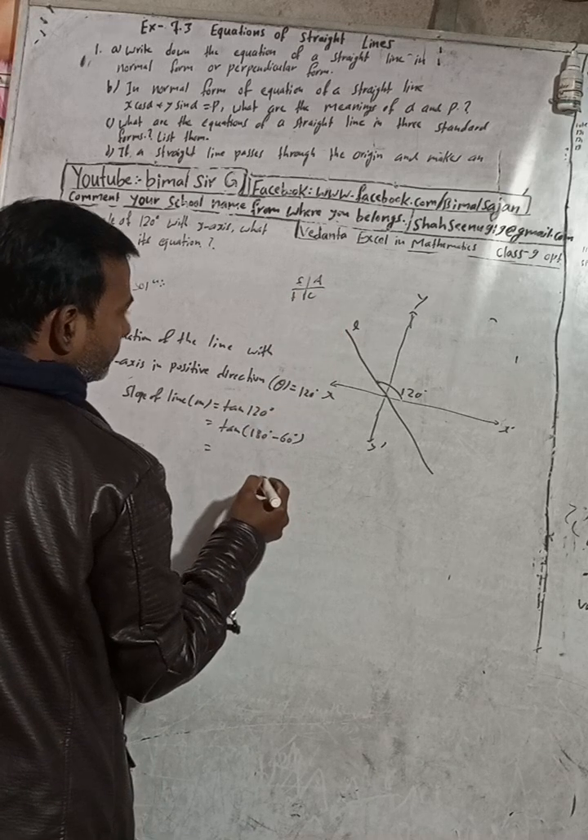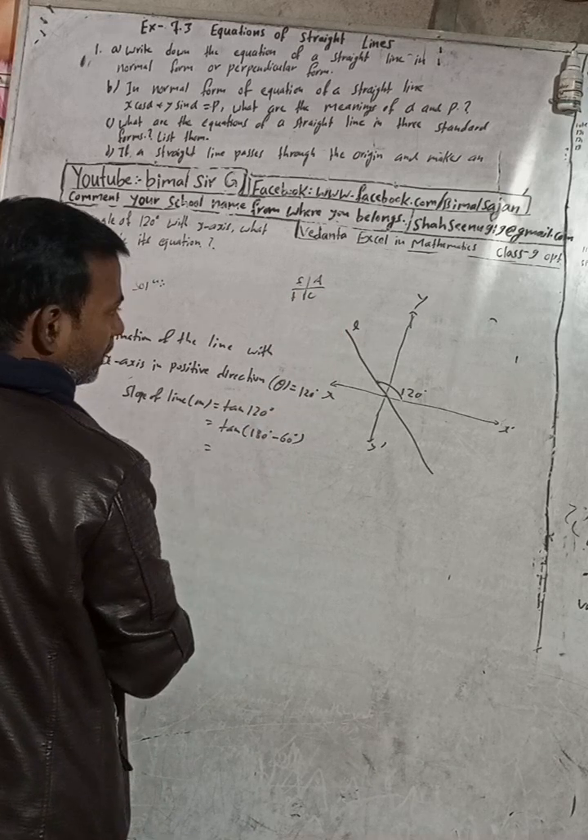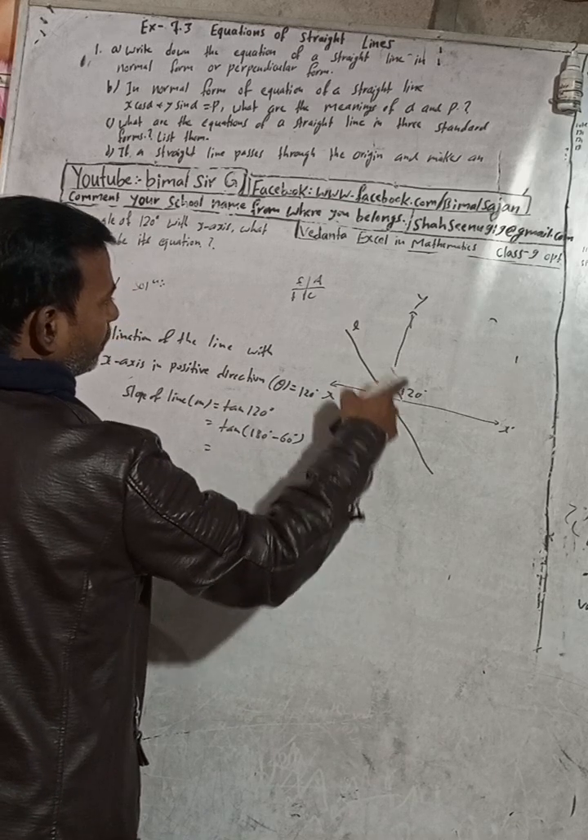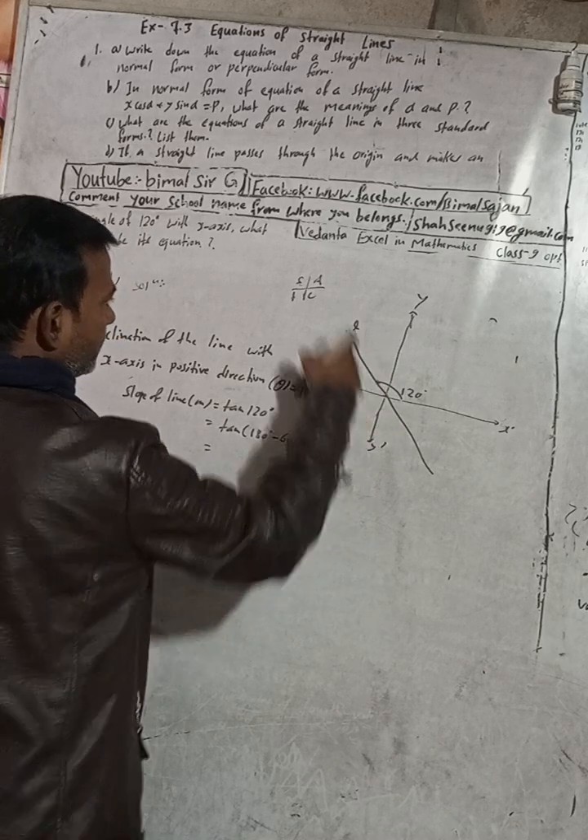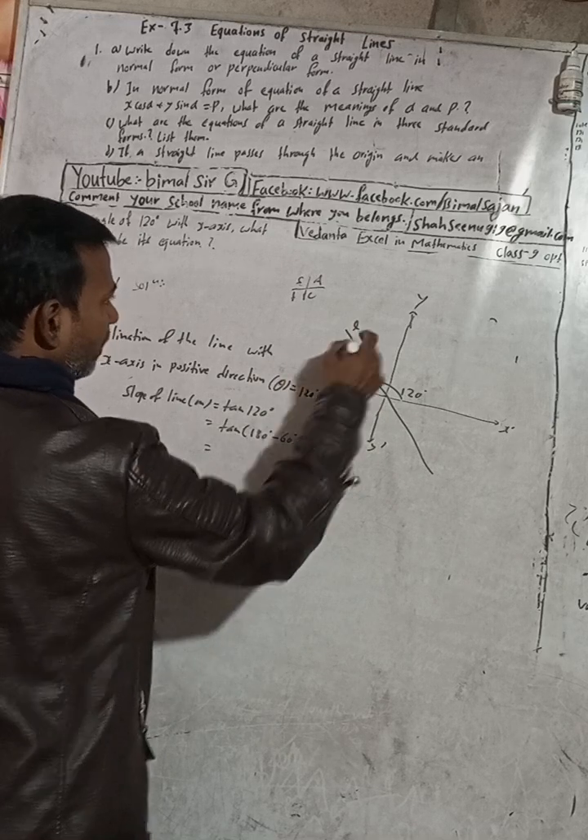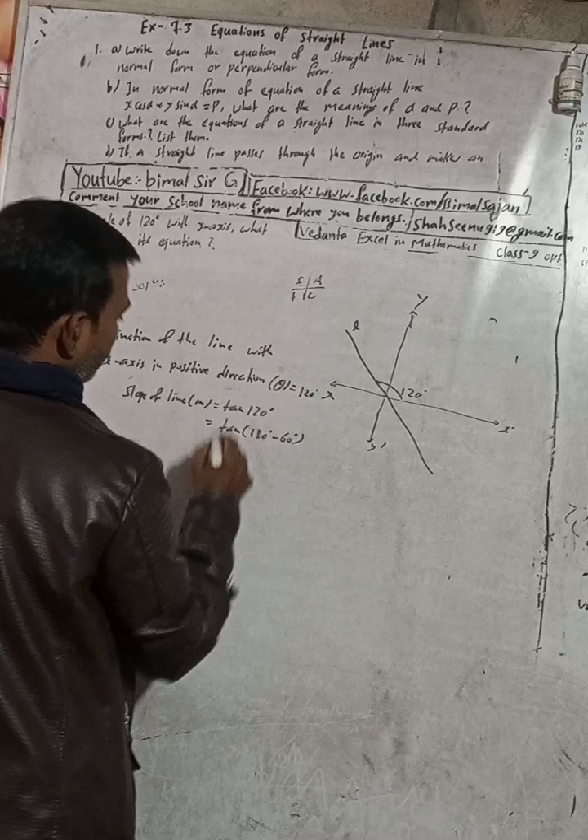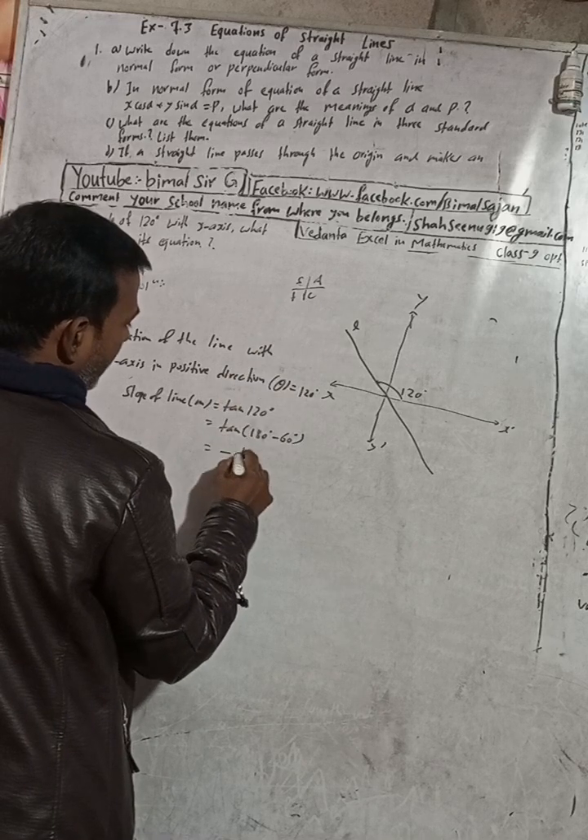Cast rule tells what? Cast rule tells that 180 minus 60 is in which quadrant? This is 0, 90, 180. Minus 60 is in the second quadrant, and in the second quadrant only sin is positive. So tan will be negative here. So minus, and this is tan, so tan as it is.